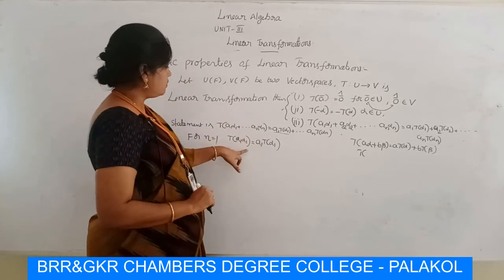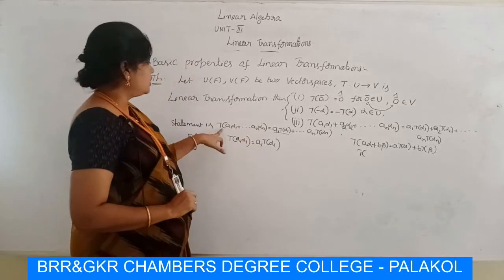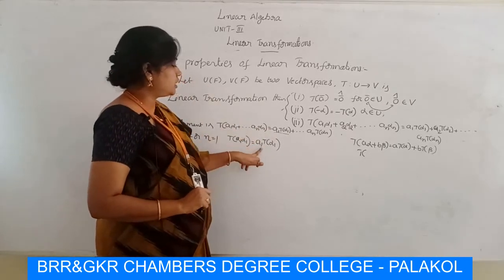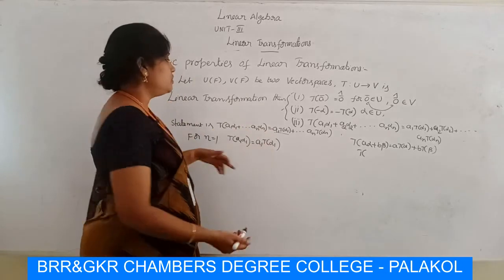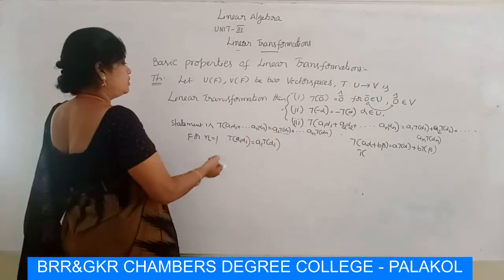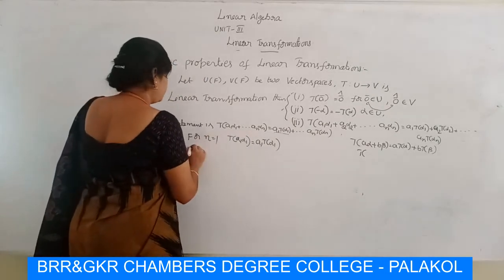Here a1 alpha 1 you take for n equal to 1. Since T is a linear transformation, it can be written as a1 into T of alpha 1. That means the right hand side value of the statement. Therefore for n equal to 1 it is true.